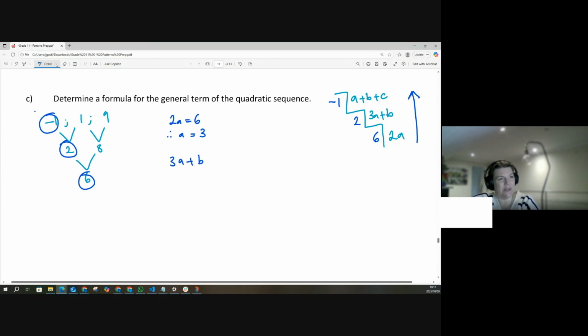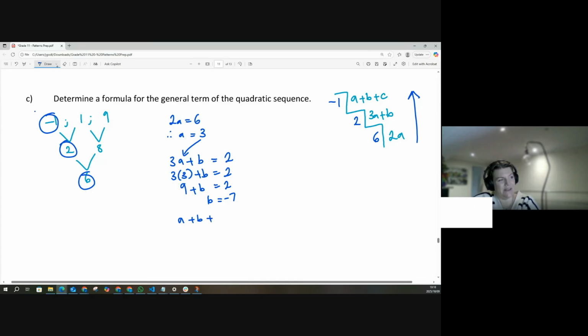3a plus b is equal to 2. We know that a is equal to 3. So 3 times 3 plus b equals 2. 9 plus b is equal to 2. Therefore, b is equal to -7. Cool.